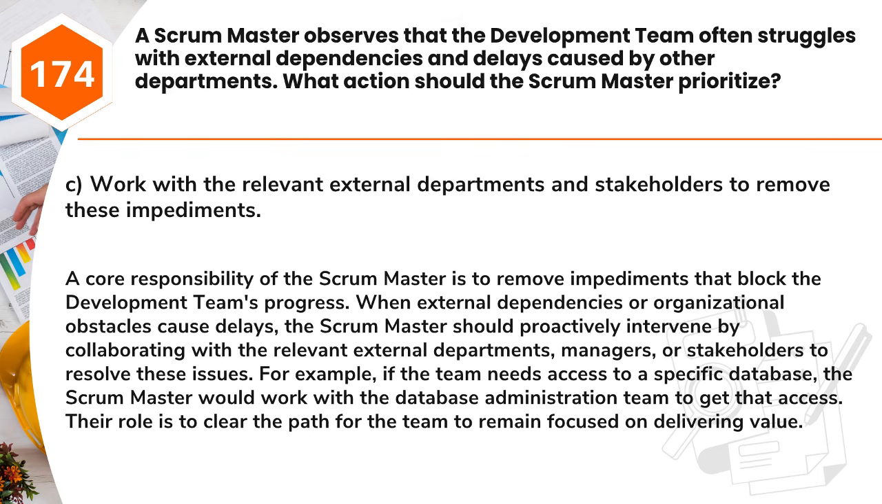Answer: C. Work with the relevant external departments and stakeholders to remove these impediments. A core responsibility of the Scrum Master is to remove impediments that block the development team's progress. When external dependencies or organizational obstacles cause delays, the Scrum Master should proactively intervene by collaborating with the relevant external departments, managers, or stakeholders to resolve these issues. For example, if the team needs access to a specific database, the Scrum Master would work with the database administration team to get that access. Their role is to clear the path for the team to remain focused on delivering value.